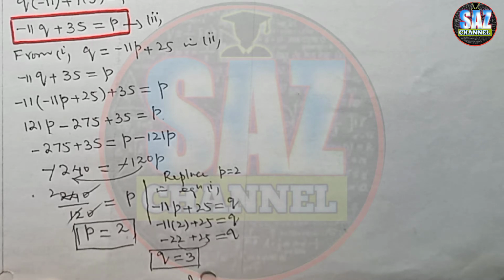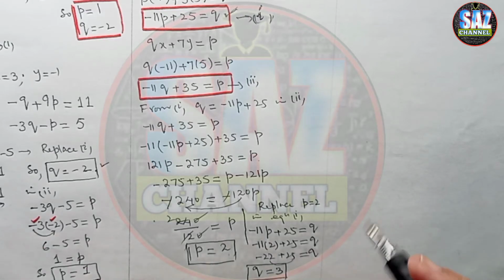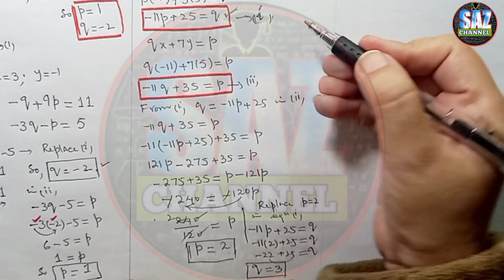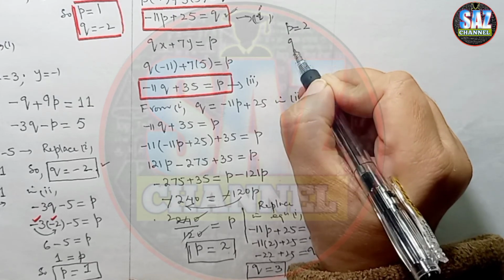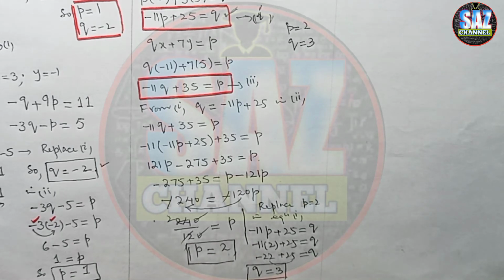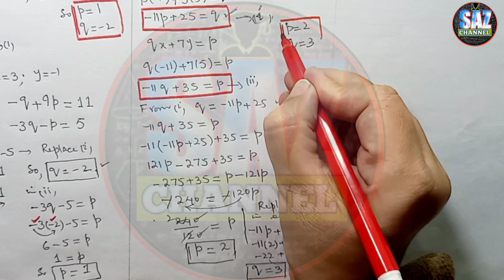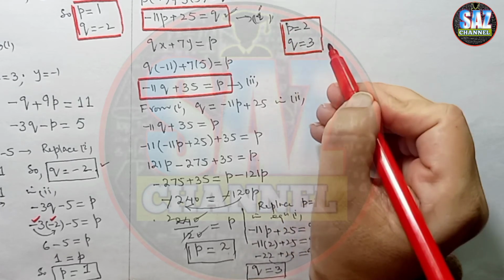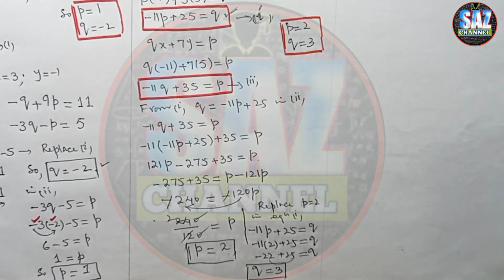I hope you are clear about this question. So the solution for this question is p equals 2 and q equals 3. I hope you are clear about this question. Very easy questions. You should just have the command on the subject of formula, integers and the tables, and the question will be really easy for you.